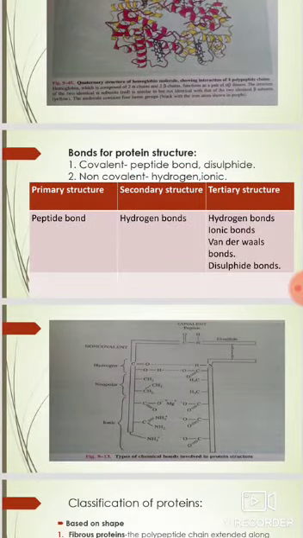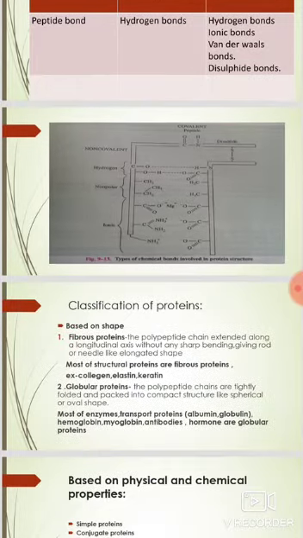Now, different types of bonds which are present in the protein. Number 1 is the covalent bond, in which peptide bond and disulfide bond are present. And second is non-covalent bond, in which hydrogen bond and ionic bond are present. In primary structure, peptide bond is present. In secondary structure, hydrogen bond is present, and in tertiary structure, hydrogen bond, ionic bond, van der Waals bond and the disulfide bonds are present. This is the figure of different types of bonds present in the protein.